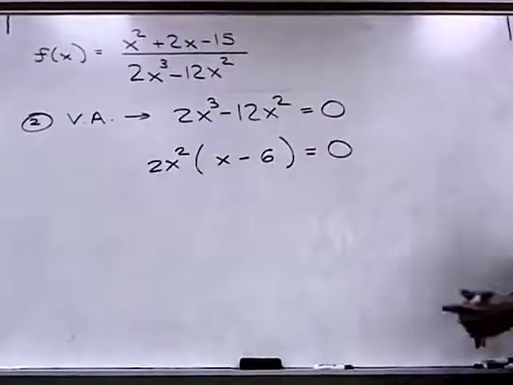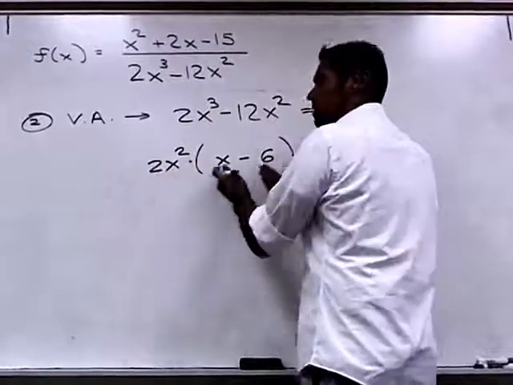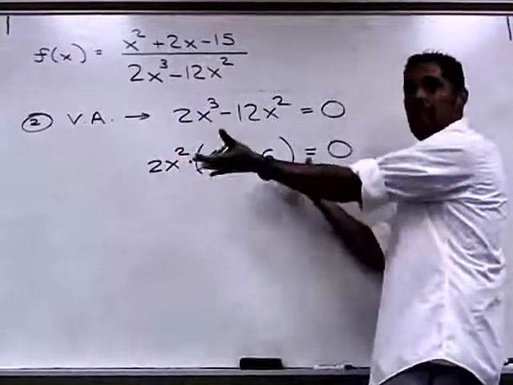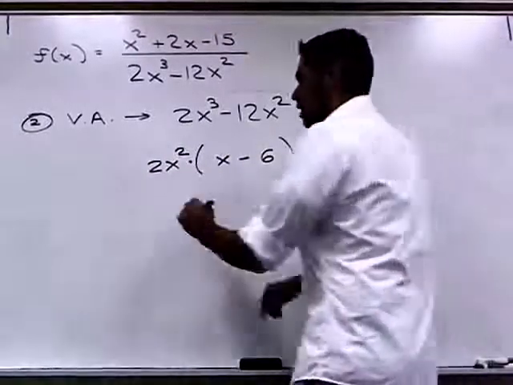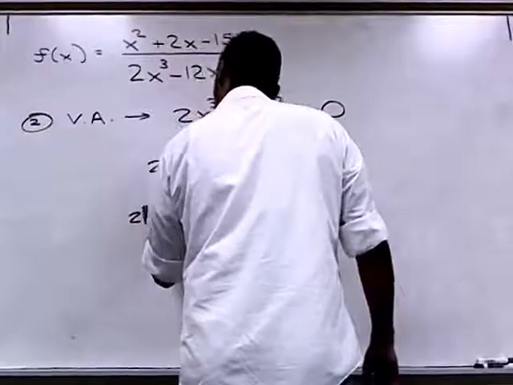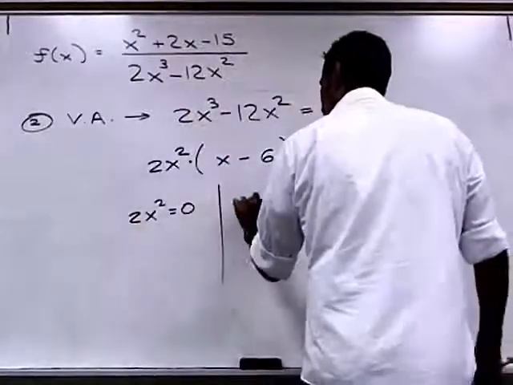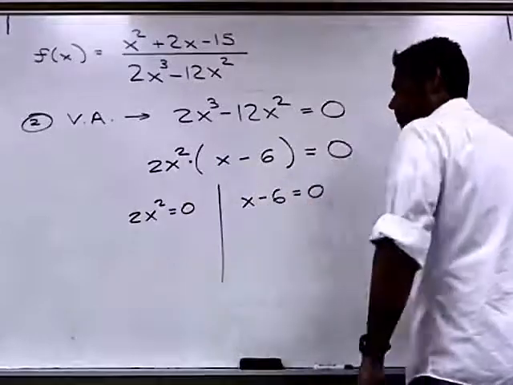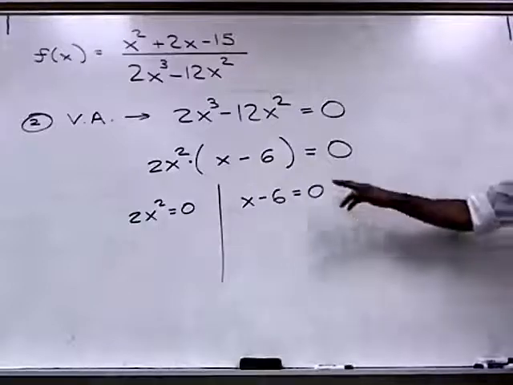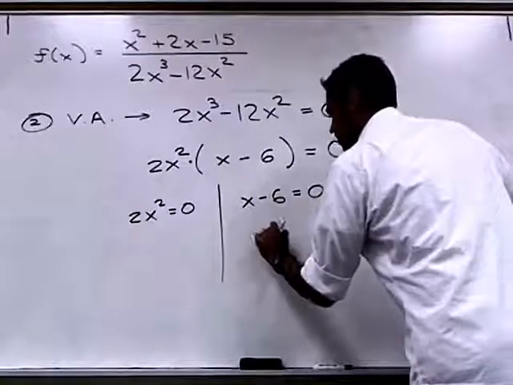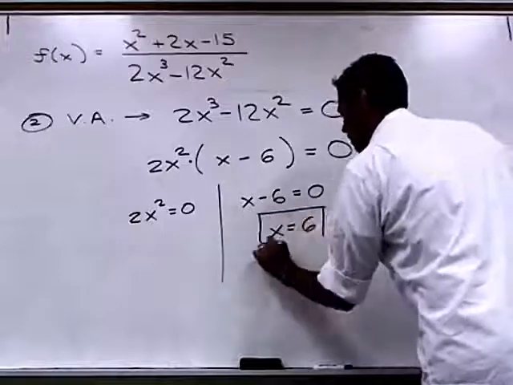What we've done is we've created two things that multiply to be 0. If two things multiply to be 0, one of them has to be 0, so you set them both equal to 0. So I'm going to set 2x squared equal to 0, and I'm going to set x minus 6 equal to 0. I'll do the easier one first. x is 6, right? Add 6 to both sides.